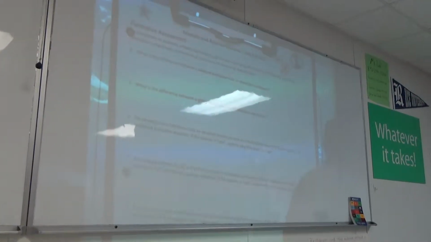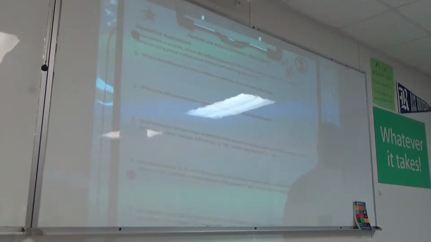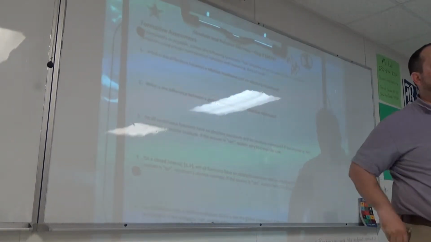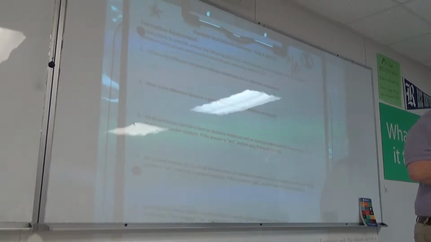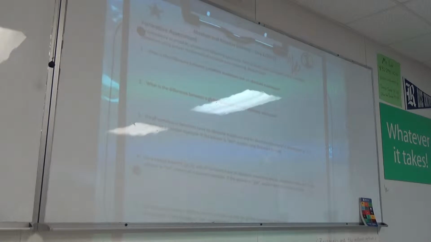Point, but the absolute max has to be the exact point at the highest. Okay, I want to hear from some other folks. What do you got? A relative max has to be where the function changes. How does the function change? From increasing to decreasing. A relative max, you have a change from increasing to decreasing.